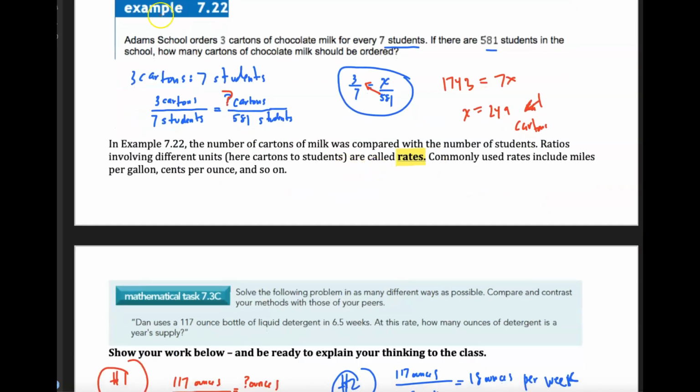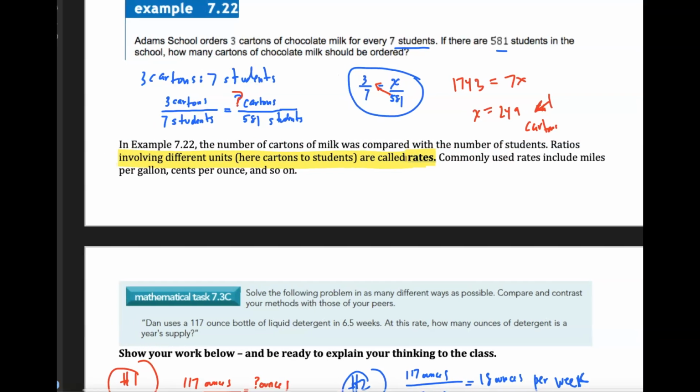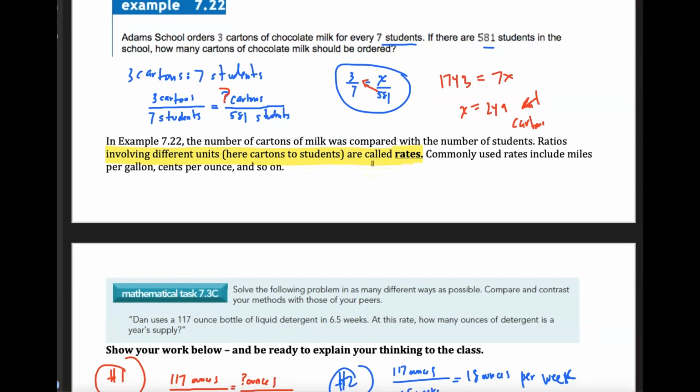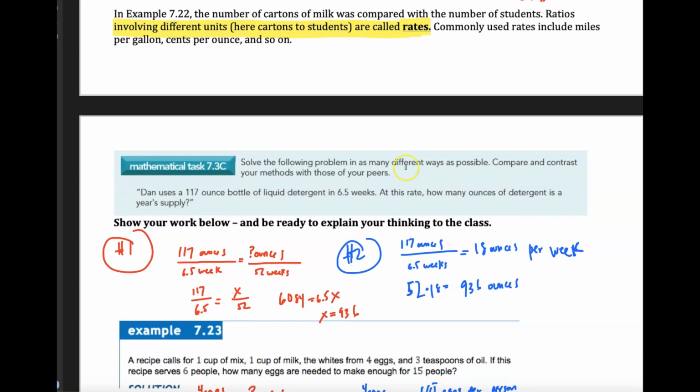And on this problem, one thing that we were interested in is what's called rates. And it's how we apply these to these situations. Ratios involving units, like cartons and students, are called rates. And you'll see rates all over our daily life, as we look at, you make $12 per 1 hour, something like that. How much money you make. You will see these rates pop up all over in our situation.